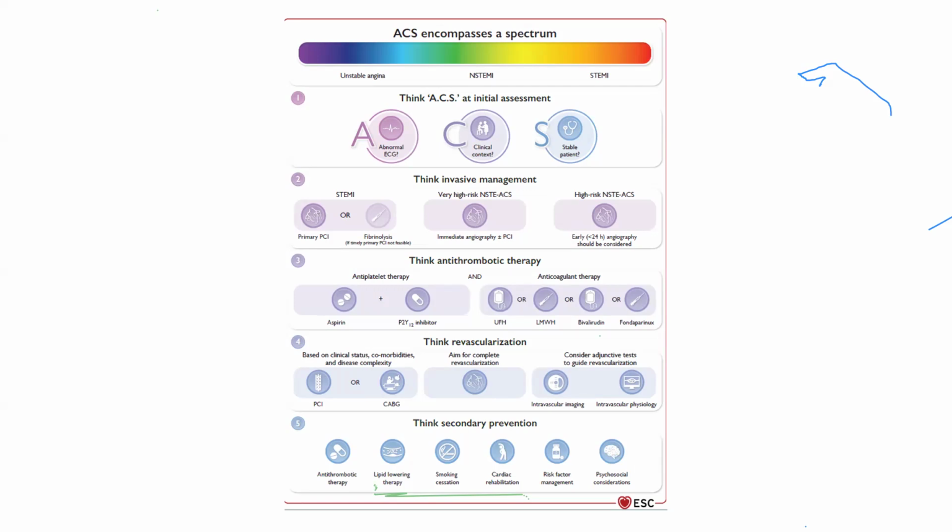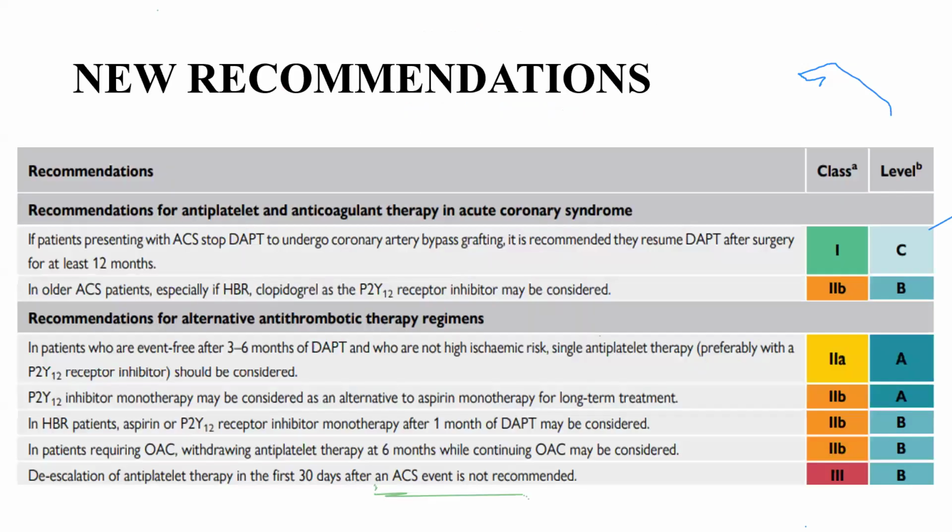What is the duration of dual antiplatelet therapy? What is the duration of single or monotherapy antiplatelets? What will inform dual? What will inform mono? When do you stop it? Is it 3 months, 6 months, or 12 months? So now we go into the guidelines. Now, the new recommendations that were added are as follows.